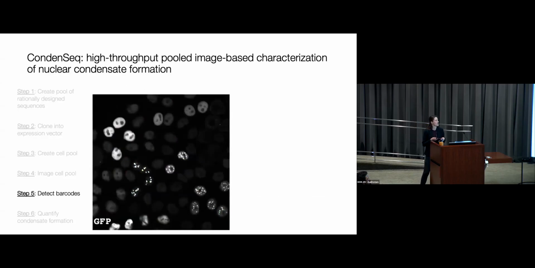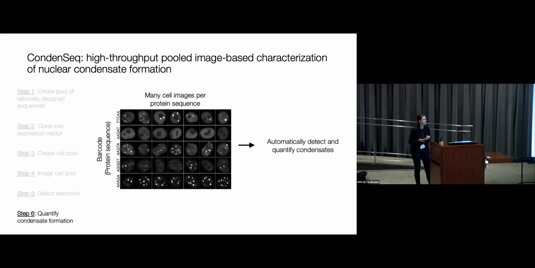And in this way, this will tell us which barcode each of these cells is expressing, and therefore which protein sequence they're expressing. We then end up with many, many images of cells for every protein sequence, and we've developed software to then automatically detect and quantify different condensate properties.